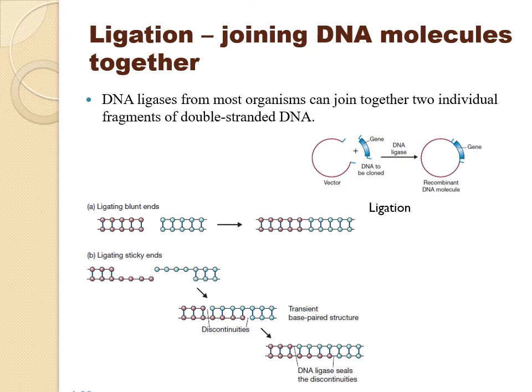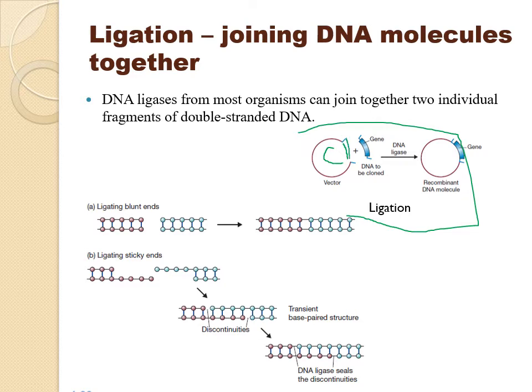Now DNA ligase, ligation, the joining of DNA molecules together. As you can see in this picture very clearly, this is the vector. This part has been removed with the help of restriction endonucleases, which can be EcoRI, HindIII, SmaI, and any other. There are lots of restriction endonuclease enzymes. So this part has been removed.